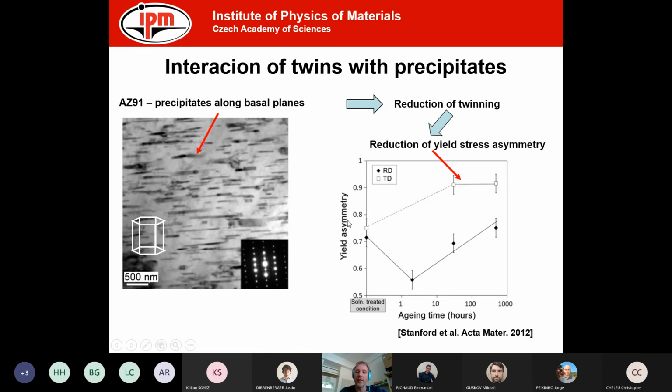That's what we want. In this plot, you have the alloys that underwent different aging, and with increasing aging time, you have more precipitates, and the more precipitates you have, the more you reduce twinning and the yield asymmetry. So that's why it is also important to study the effect of precipitates on twinning.